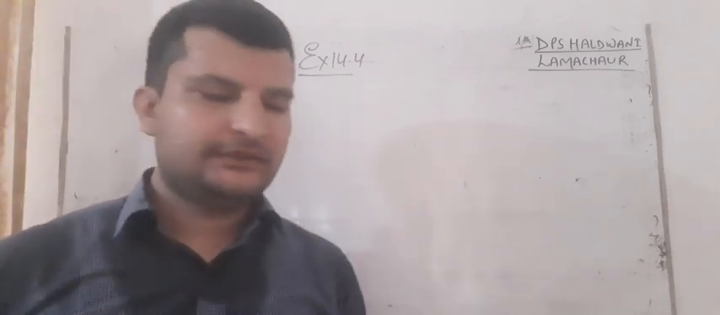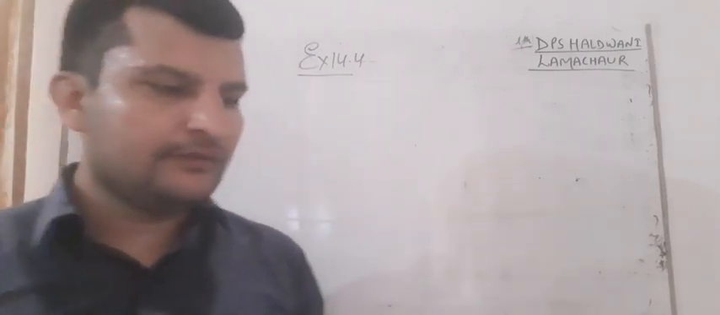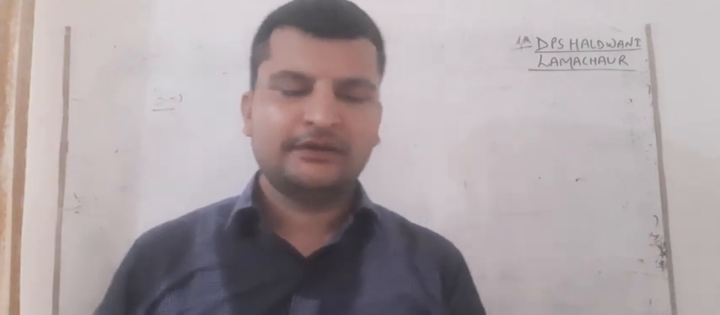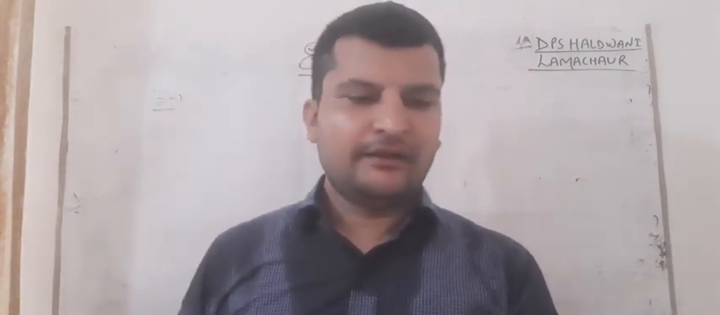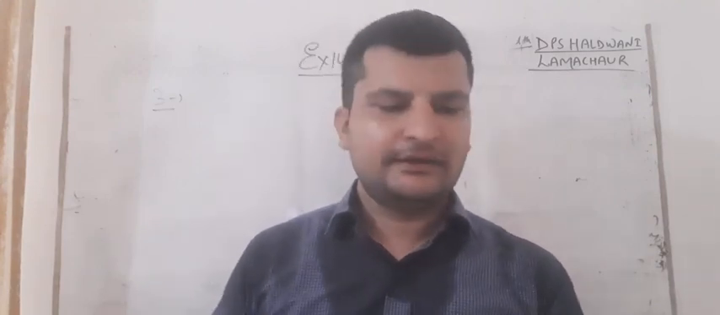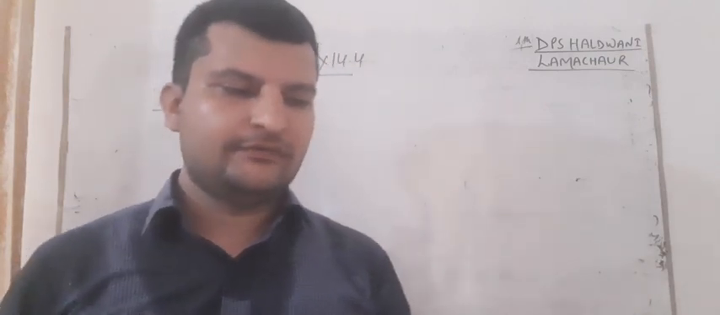Now students, next question: the following observations have been arranged in ascending order. If the median of the data is 63, find the value of x. It is given that the observations have been arranged in ascending order. So the data is given and we have to find the value of x.